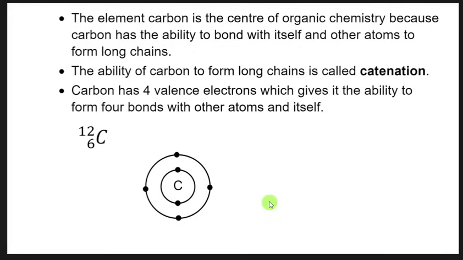So now carbon has got that. Let's say we ignore the inside shell, and let's represent these bonds with structures like this. This one can form a bond, and this one can form a bond, and this one, and this one. So it means carbon is able to join with other atoms to form very long chains, and that is what causes carbon to be the center of organic chemistry.